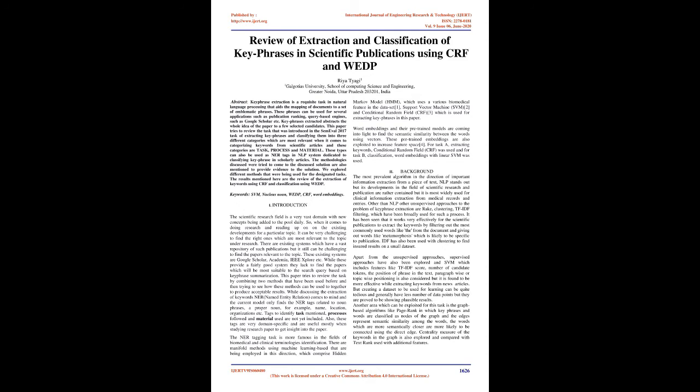This paper tries to review the task that was introduced in the SemEval 2017 task of extracting key phrases and classifying them into 3 different categories which are most relevant when it comes to categorizing keywords from scientific articles, and these categories are task, process, and material. These types can also be used as NER tags in NLP systems dedicated to classifying key phrases in scholarly articles.